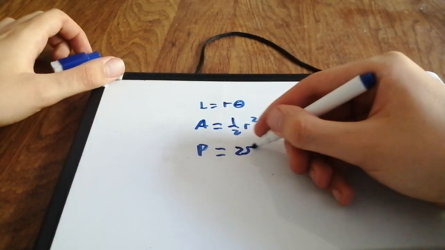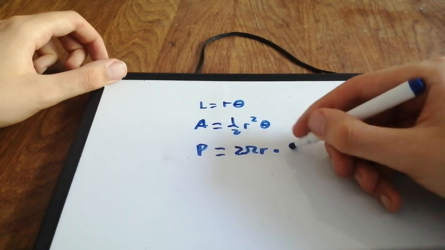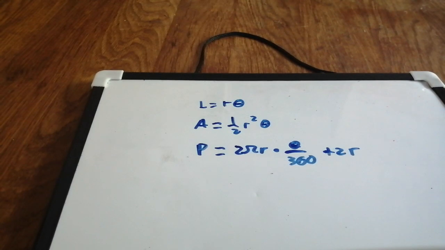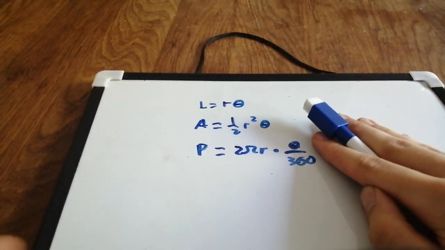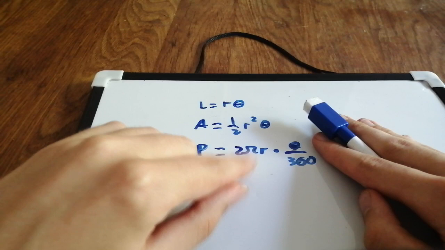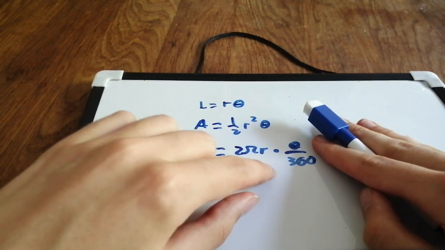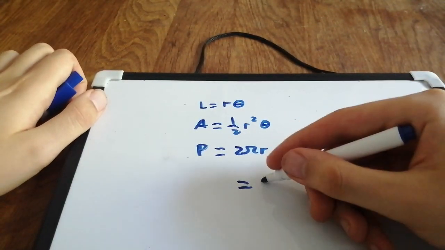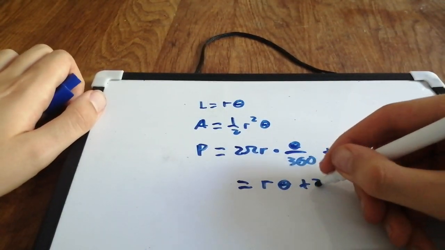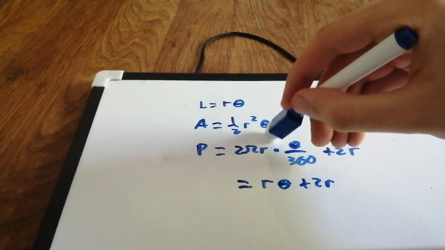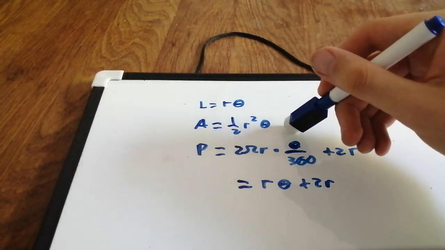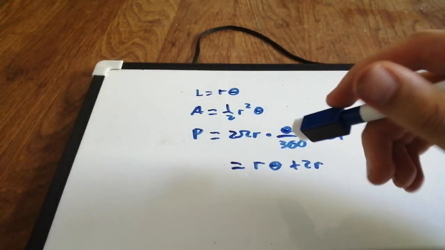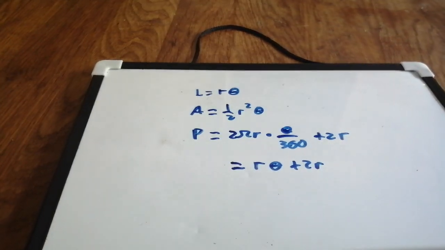It's 2 pi r times theta over 360 plus 2r. Now, if we ignore the 2r for now, this is the exact same thing as the length of an arc. So we can change this whole part into what we had before, which is r theta. So we can rewrite this whole thing as r theta plus 2r, because this is just the length of an arc, which was in degrees but is now in radians. So this is your final formula for perimeter: r theta, where theta is in radians, plus 2 times the radius.